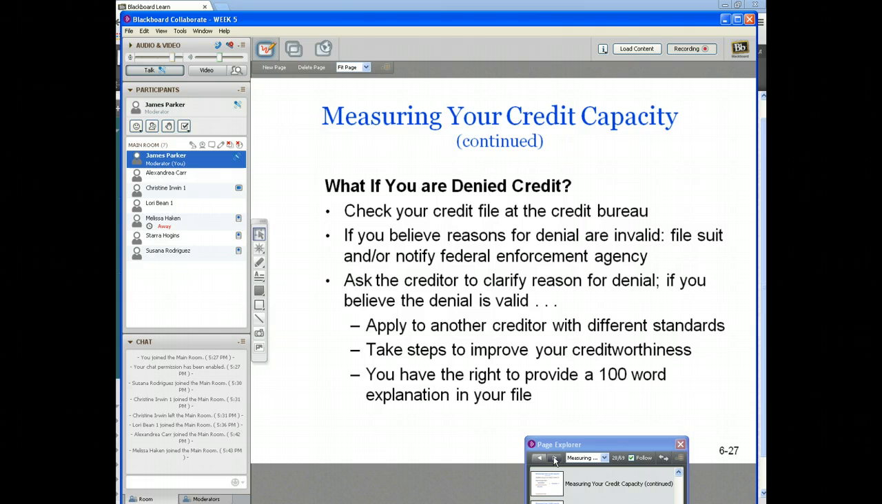So there's a lot of details in there, like the right to provide a 100-word explanation in your file for what went wrong and all the rest of that. Probably not going to help you out a great deal. Most people are just going by that 3-digit score.